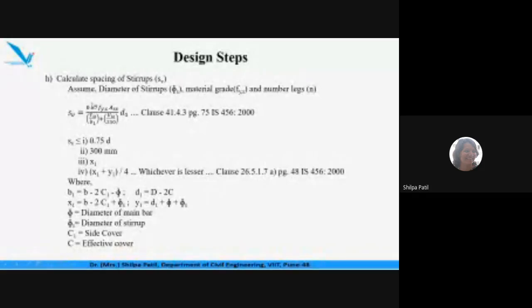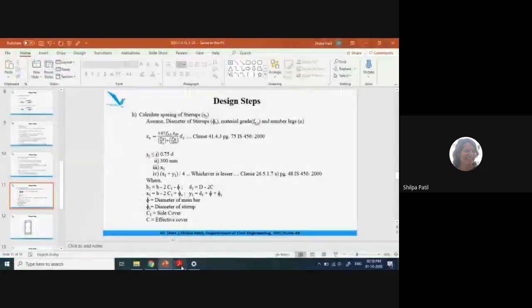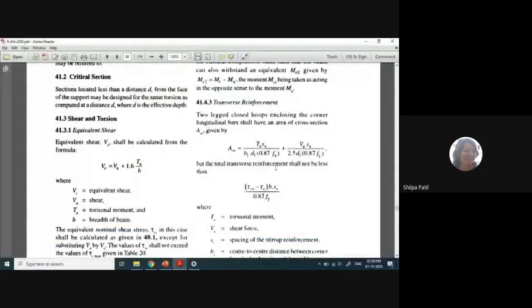If you remember the spacing for the stirrups, whatever we have used for the earlier design for shear, can anybody tell me what is the formula of SV we have used there? 0.87 Fy of stirrups into area of stirrups into D divided by VUSV. Okay. So now the formula changes here, and instead of VUSV, we have to consider the combined effect of torsion and shear force here. Okay. So this formula is again given in IS 456, which is given over here.